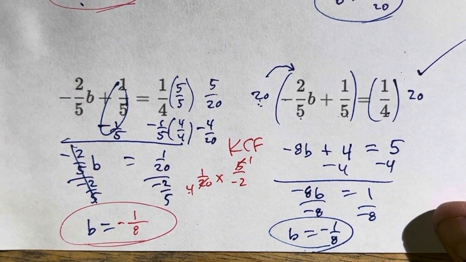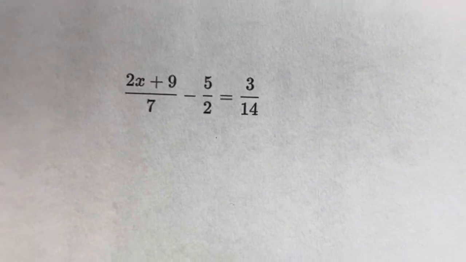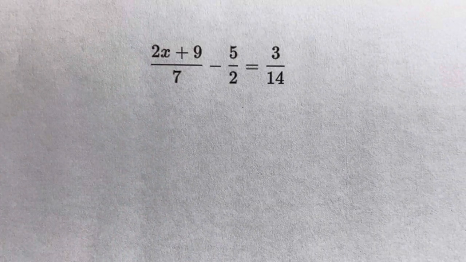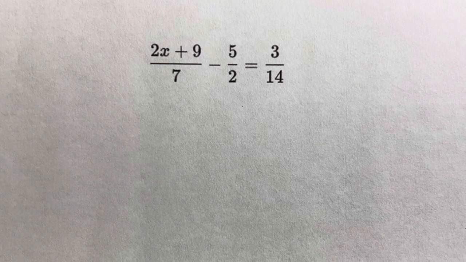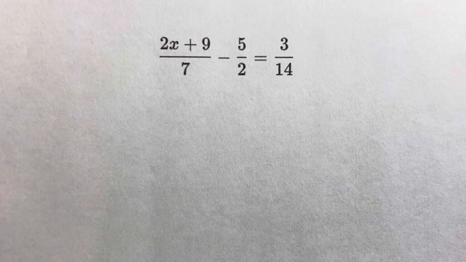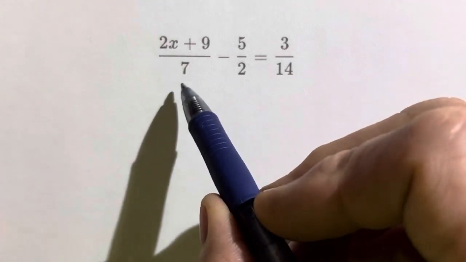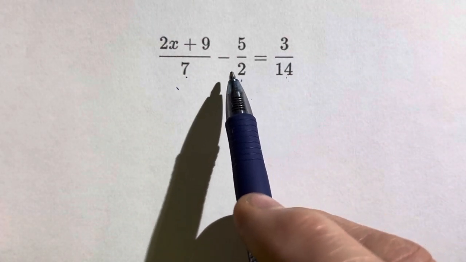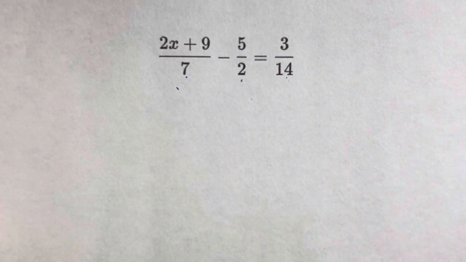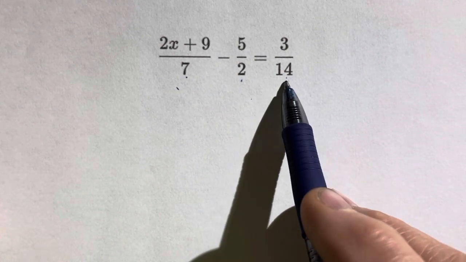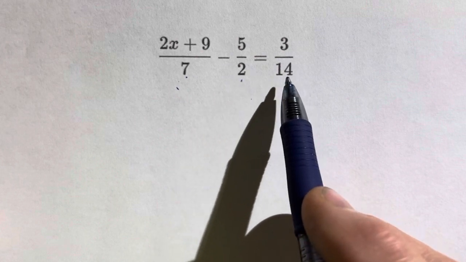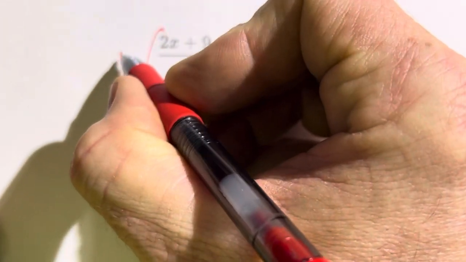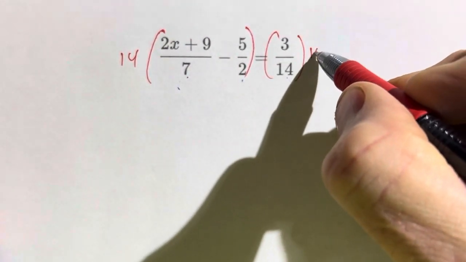All right, now we'll go down to this next problem, where they kind of change up a little bit. I'm just going to do it that second way on these. I think it's easier to do. But look at my denominators here. I got a 7, a 2, and a 14. What is something that all three of those go into? And you want to stay as low as you can. I think 14. 7 goes into 14, 2 goes into 14. So I'm going to multiply both sides by 14.